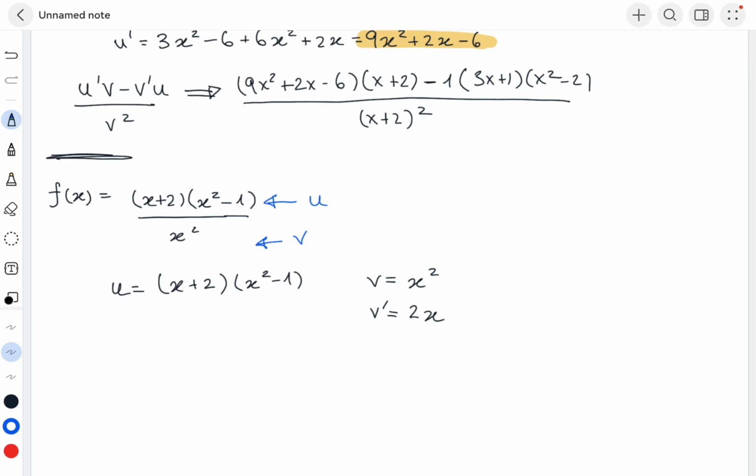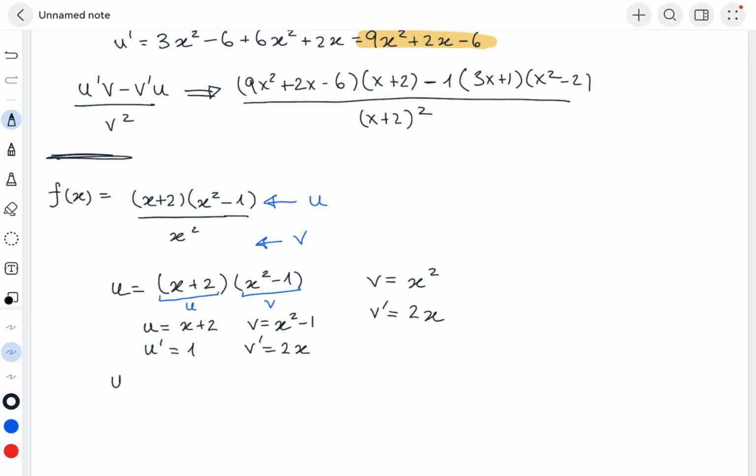Now to find the derivative of u, we need to take this as u and this as v and perform the product rule, which says u prime v plus v prime u. We'll have u is x plus 2, v is x squared minus 1, derivative of x plus 2 is 1, and derivative of x squared minus 1 is 2x.